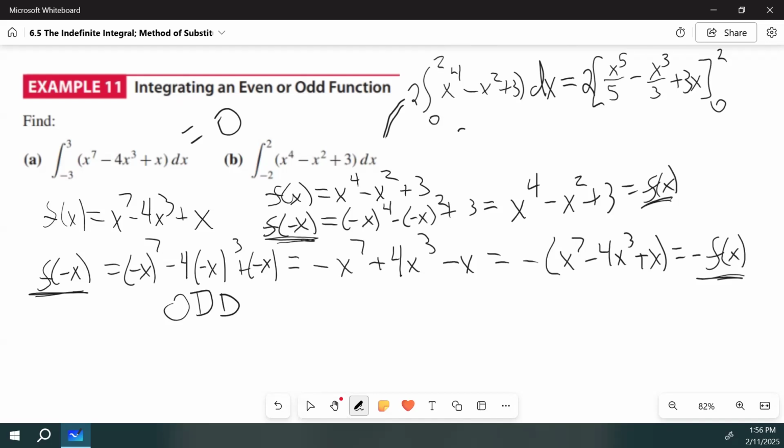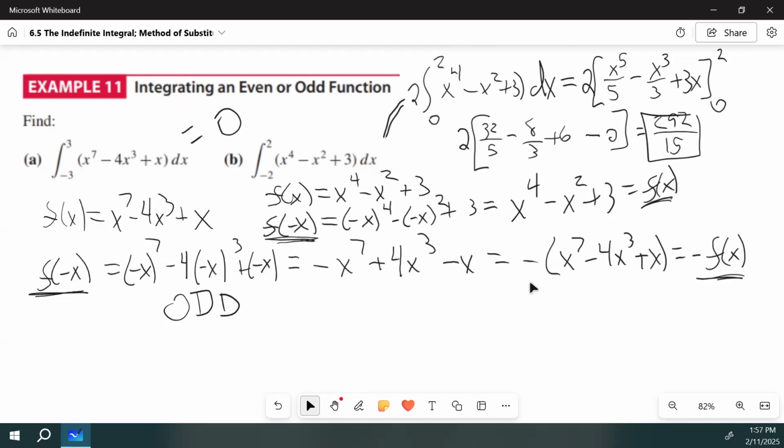So that's just going to be 2 times, if you plug in 2, you would get 32 fifths minus 8/3 plus 6, minus everything evaluated at 0, which is going to be 0. So if you get a common denominator, add them all up, multiply by 2, you would get 292/15.